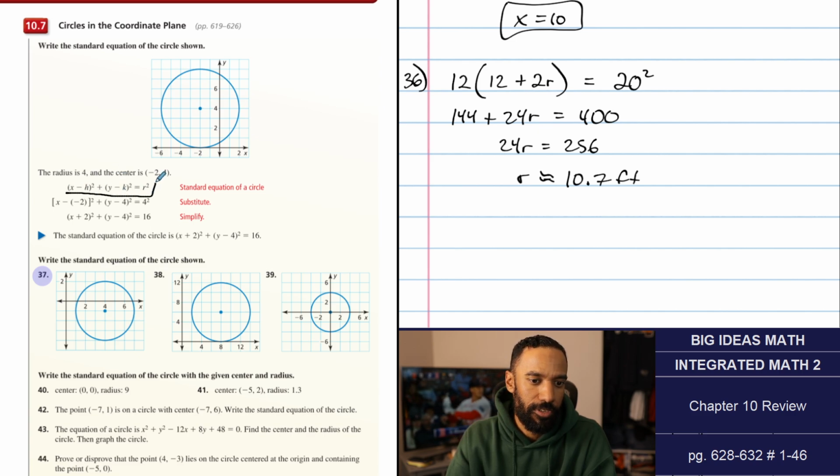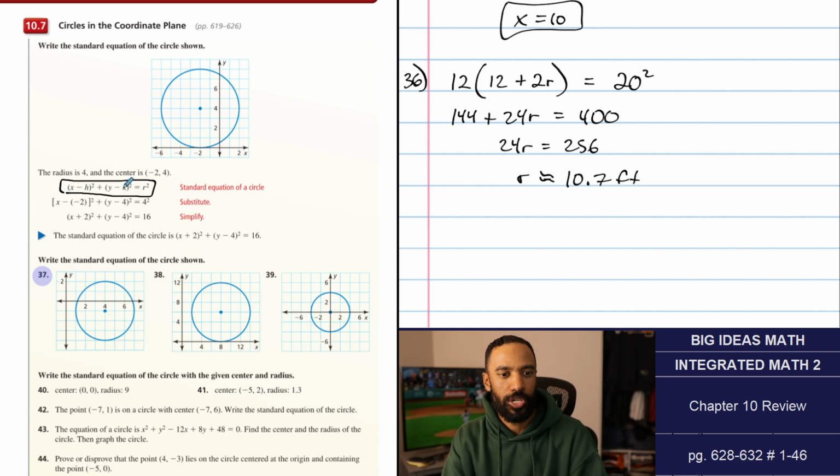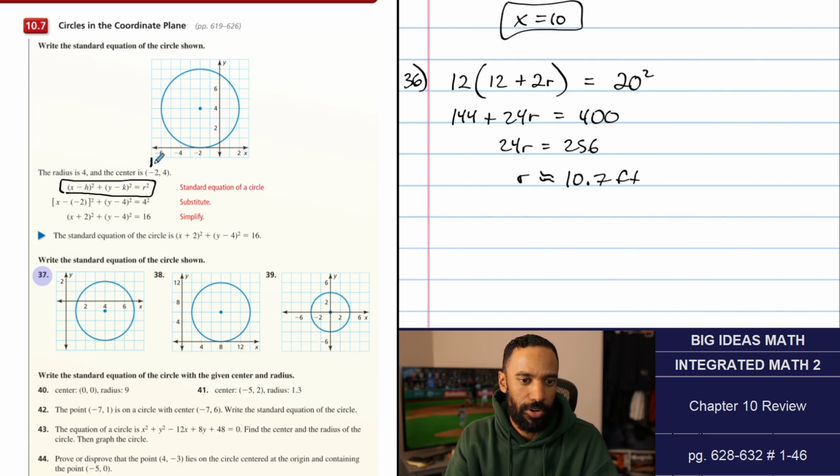Here's a standard equation of a circle. X minus h squared plus y minus k squared equals r squared. The h and k are the center of your circle. In this case, the center is at -2, 4. So that's your h, that's your k. Your radius is 4, and that's counted like this. 1, 2, 3, 4. Sometimes they scale by 2s. Be very careful. Or different scalings.